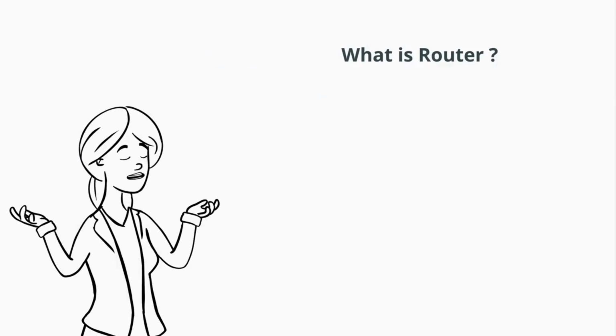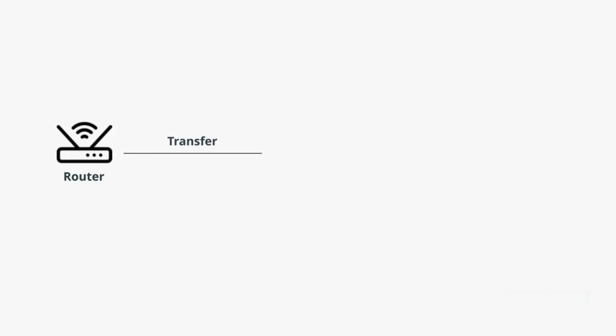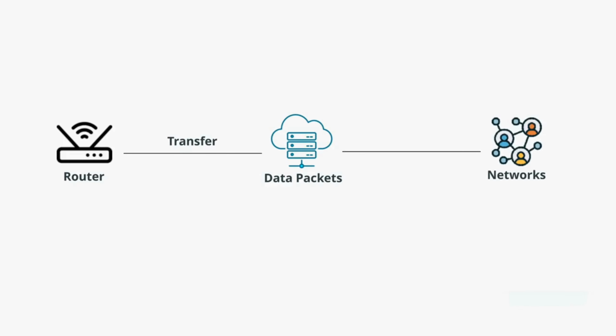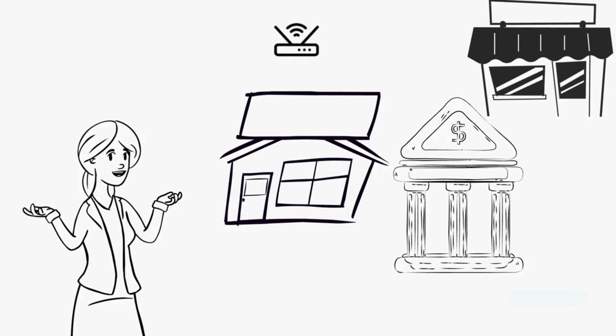First, let's talk about routers. A router is a device that forwards data packets between computer networks. It directs traffic on the Internet. Routers are used in homes and businesses to connect local networks to the Internet. They ensure that data gets sent to the correct destination, whether it's within your local network or across the Internet.